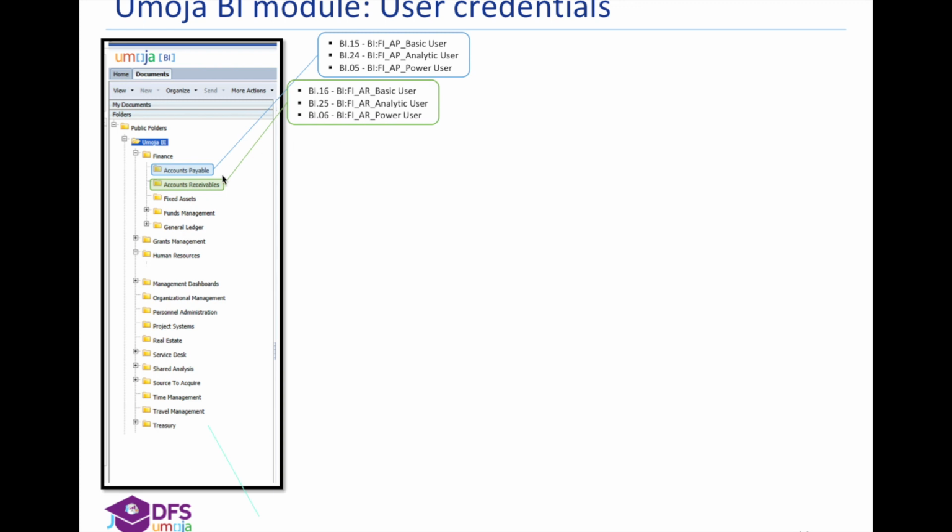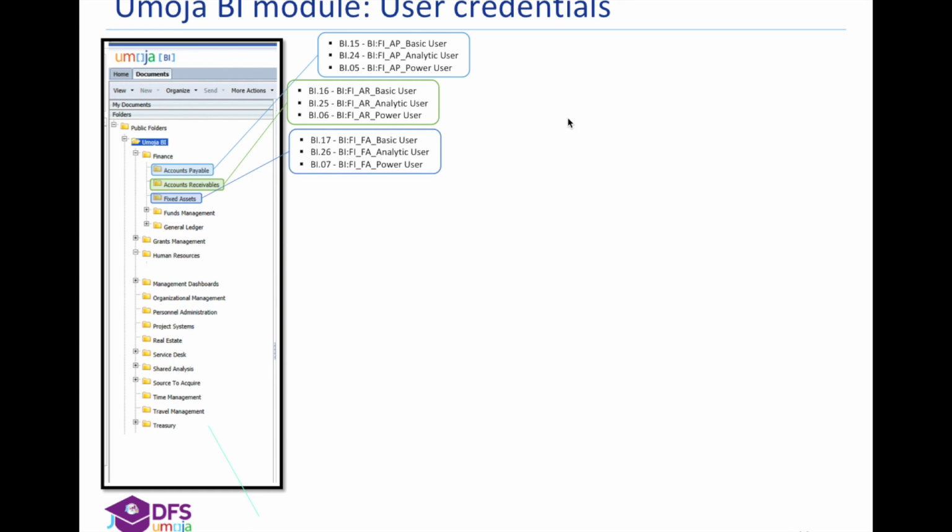So as we see here, for accounts receivable, we need completely different roles to be able to access this folder: BI16, BI25, BI06. So you would need these roles to access this folder. Not all 3 roles. With one of them, you should be able to access the folder accounts receivable, but of course you will be limited in terms of what types of reports you can see.